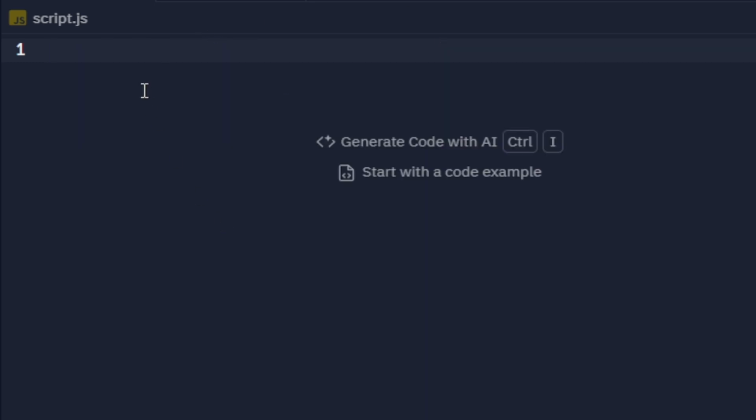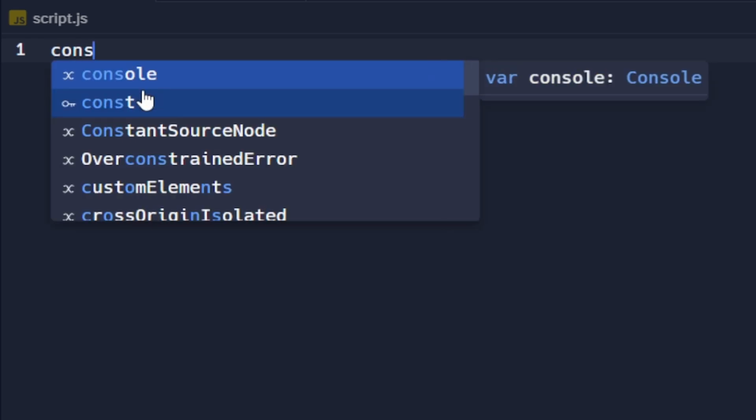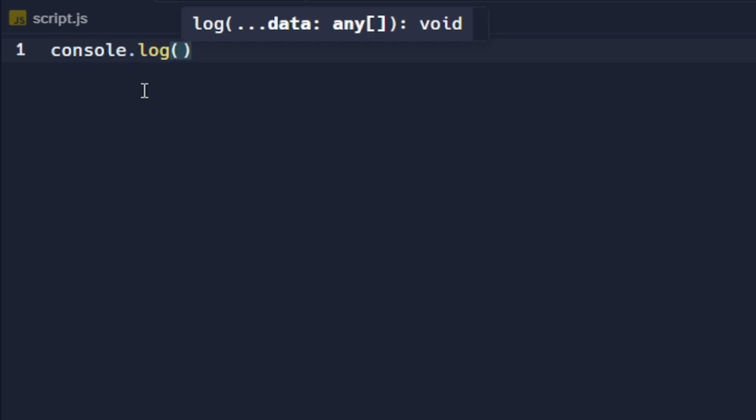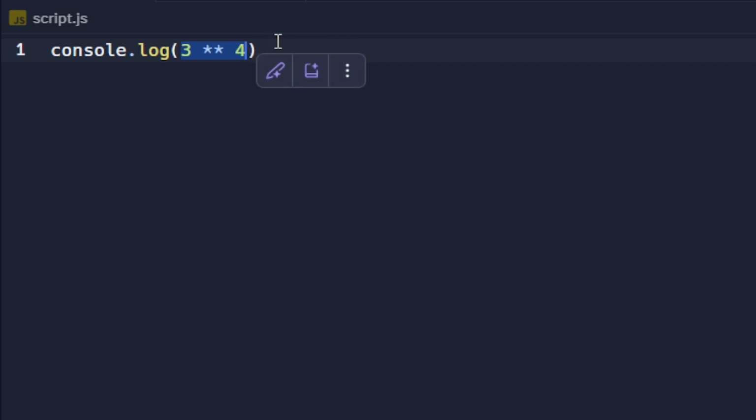And finally, the exponentiation operator. It's basically the exponent. So if I console.log 3, and then the symbol for it is star star, 4, this should give me 81 because 3 to the power of 4 is 81.